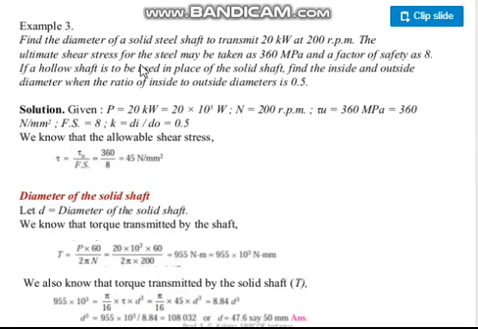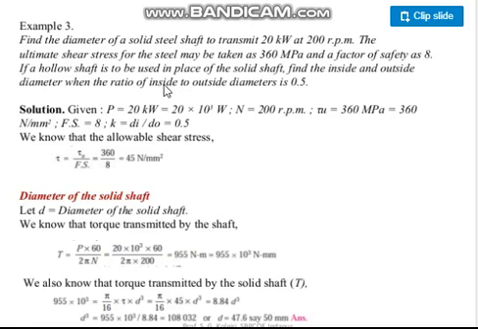Okay. Let us see another example. Now find the diameter of the solid steel shaft transmitting 20 kilowatts at 200 rpm. The ultimate shear stress is given. This is not the permissible shear stress. Permissible shear stress can be directly taken. If ultimate shear stress is given, then this should be divided by the factor of safety. This factor of safety is also given, 8. So 360 by 8 will be your permissible shear stress.